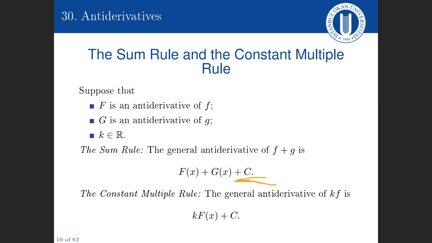And constant multiple rule. If small f is multiplied by k, then capital F is going to be multiplied by k as well.